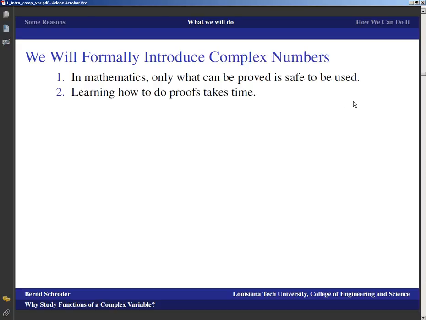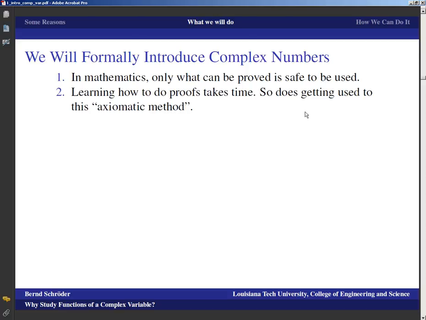Along those lines, I have to say right away that learning how to do proofs takes time. Some of the homework problems and some of the presentations as we're doing proofs will be a bit demanding, but it is a first step towards building proof-writing capabilities, and it is well worth doing.